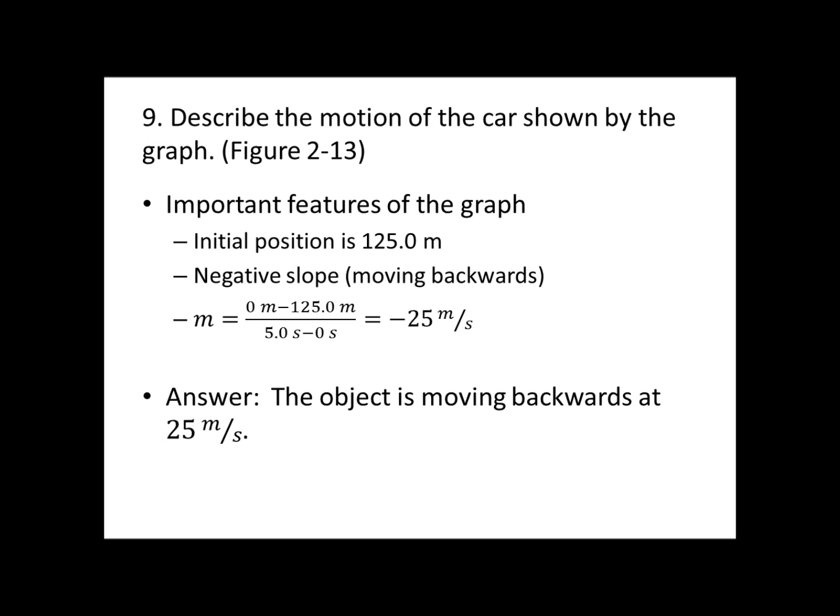You probably could have skipped the actual calculations on this one, but you definitely need to understand that when you see a negative slope in a position time graph, that means that the object is moving backwards or towards the origin.